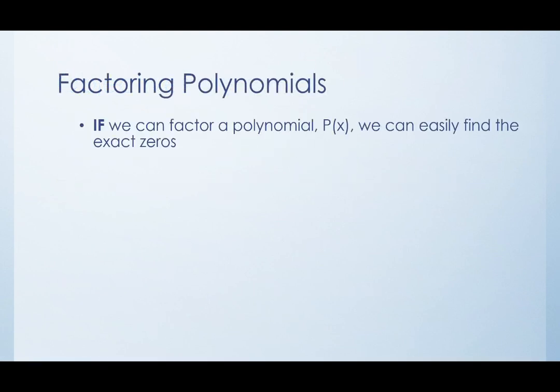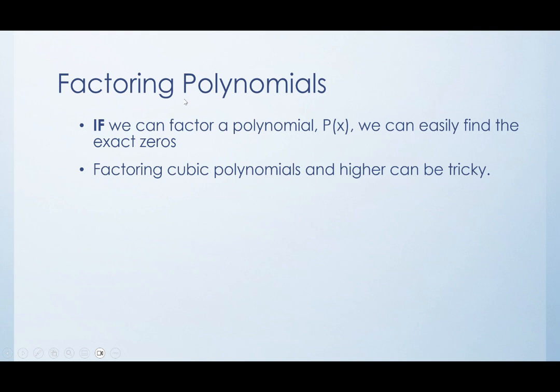So, with factoring polynomials, if we can factor the polynomial, which we'll call p of x, we can really easily find the exact zeros. But if we can't, if it's a quadratic, great. We can factor quadratics pretty easily. If we can't, we have the quadratic formula. But if we have a cubic or fourth order or fifth order or whatever, it's getting really tricky.